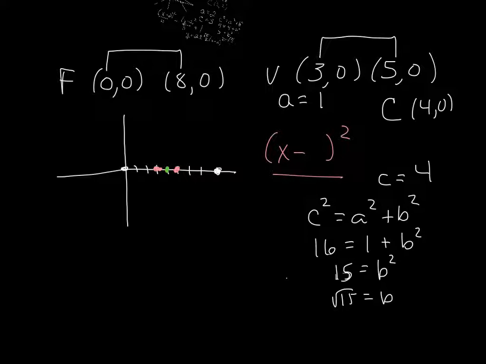Okay, so let's see. In our equation, we said it's going to be x minus what? x minus 4 squared over A squared, which is still 1, minus y squared, because there's no y value.